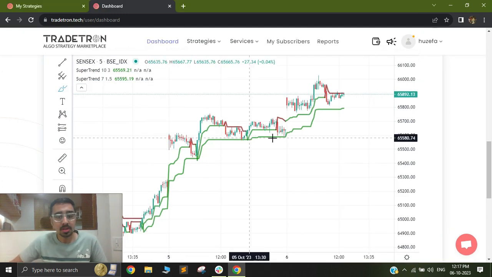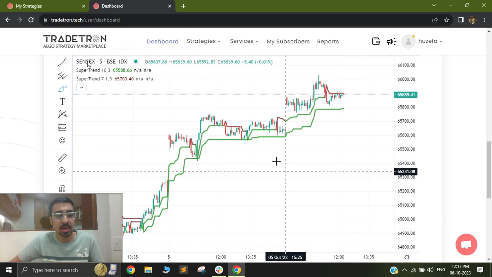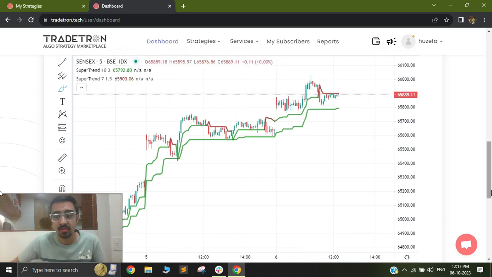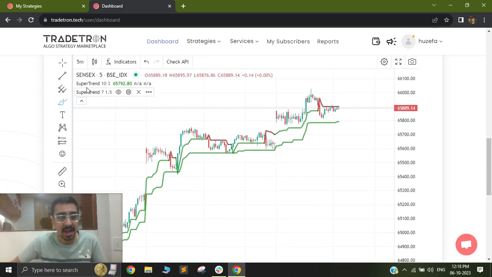In this strategy, I have Sensex added out here along with a 5-minute time frame. So I'm checking my Sensex chart, and out here I've also overlaid super trend 10-3 and 7-1.5. Now I have used this because I like this, but you can choose any different time frame that you think is best for the period and factor.